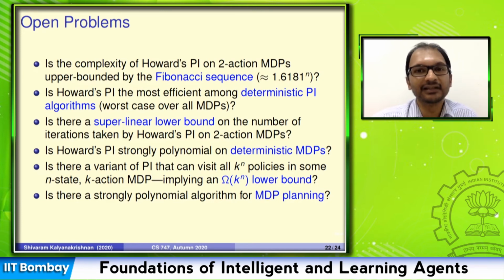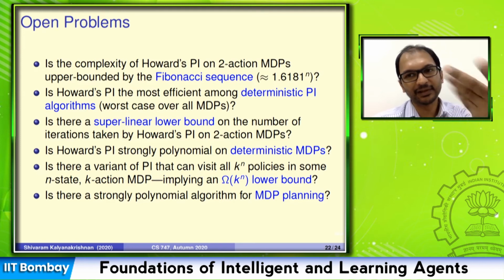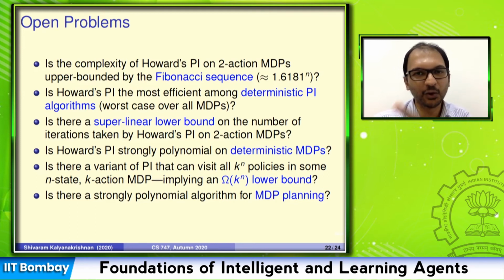That has not been breached yet. Okay, but there is enough indication that the bound must be tighter, and we basically believe that at the very least it should be upper bounded by the Fibonacci sequence, right? So Fibonacci numbers are basically like 1.61, the golden ratio, raised to the n. So we believe that that's an upper bound on the number of iterations Howard should take on two action MDPs. It's not been shown.